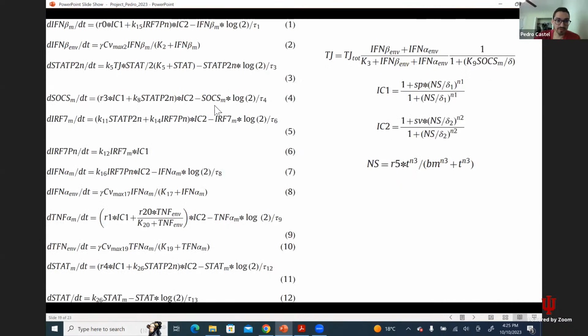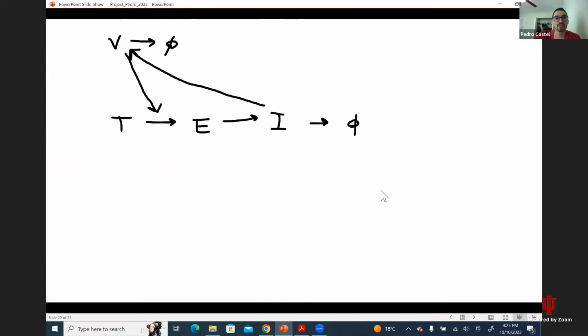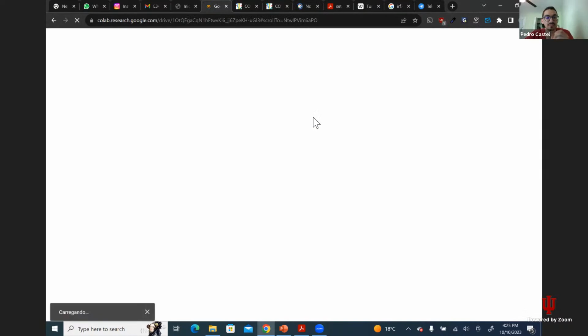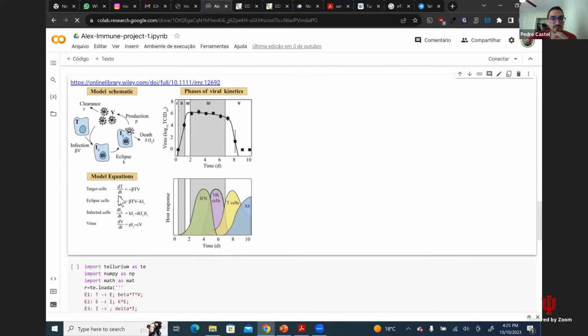Yeah, so I was comparing the equations. They have all the equations. This is good. All of them explained. And this is the model from, actually, I shouldn't be showing this. I should be showing the model that actually Alex is working on, which is a more population dynamics model. So you have target cells, eclipse cells, infected cells, and the virus. So let me get back here.